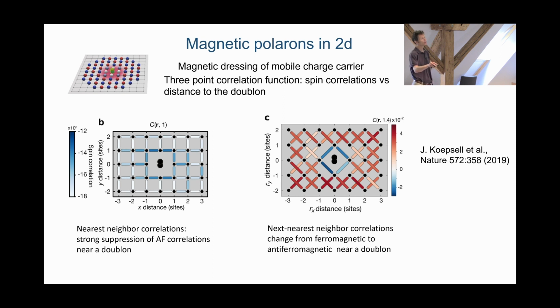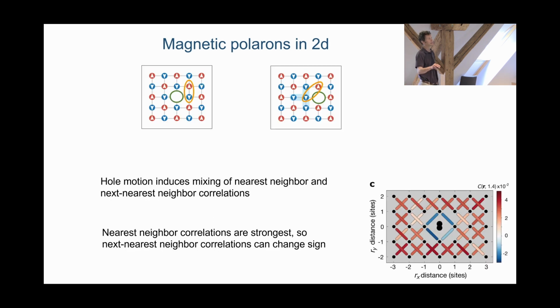But something even more dramatic happens when we look at diagonal correlations. Remember, in an antiferromagnetic state, diagonal correlation should be ferromagnetic. And indeed, far away from the doublon, we see positive, ferromagnetic correlations. But around the doublon, they even change sign. So the character of correlations changed.